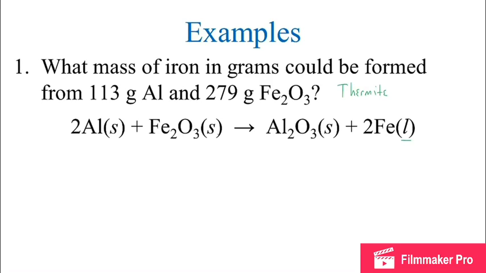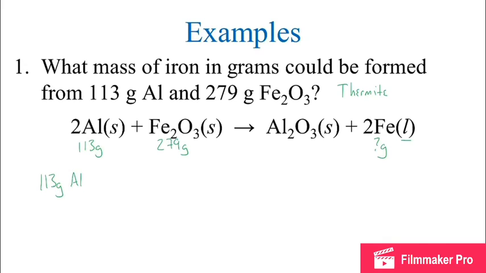Okay, so in our reaction, if I have 113 grams of aluminum and 279 grams of iron 3 oxide, well, how many grams of iron could I make? Okay, well, we're going to turn 113 grams of aluminum into iron and 279 grams of iron 3 oxide into iron, and we'll see whichever one produces the least amount. That must be the amount that we actually make. So let's just try this. So 113 grams of aluminum.